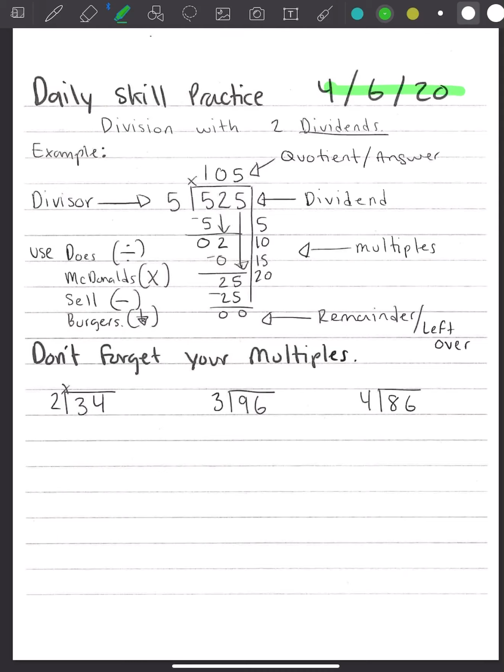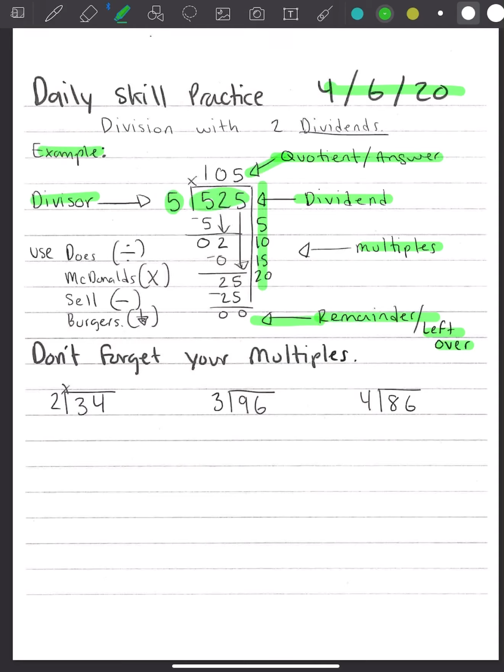Okay? So here is a brief example of what division is. It gives you very important keywords like divisor, and it tells you what it is. It gives you the quotient, the answer, right here. The dividend, that's the number that's inside. The multiples, right? We put our multiples on the side. And then the remainder, or what's left over, which is right here.